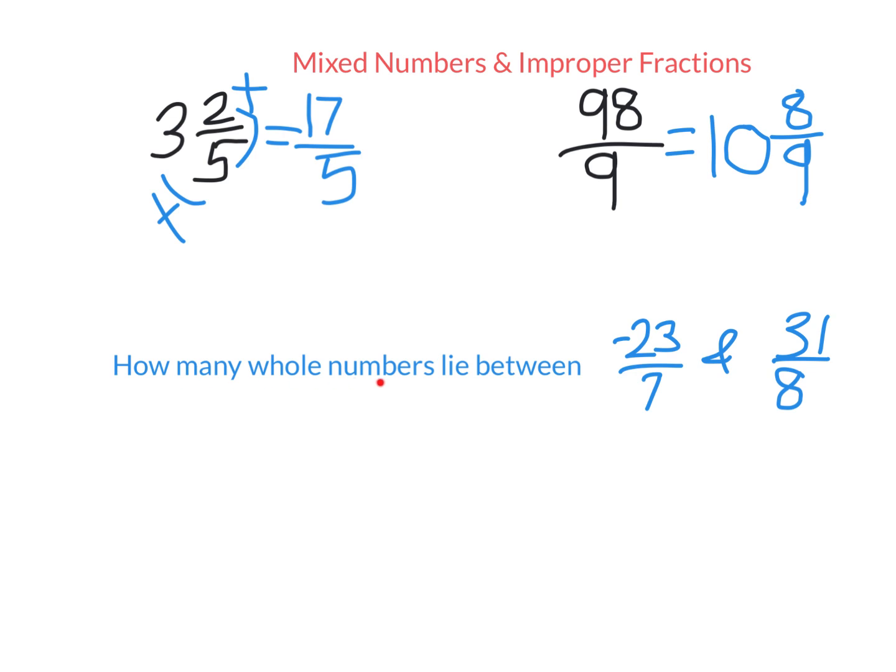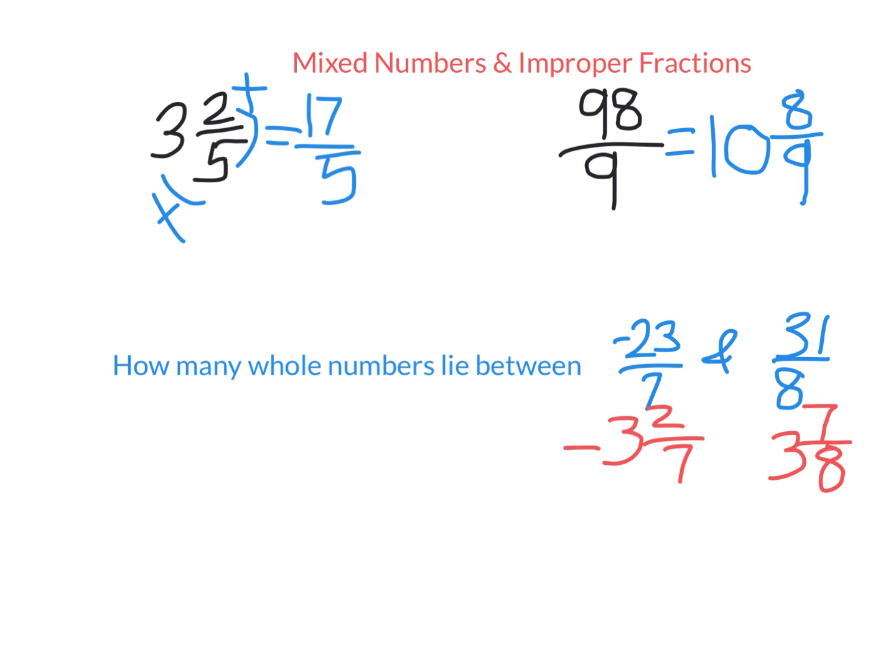So let's try a harder question. How many whole numbers lie between negative 23 over 7 and 31 over 8? So this will be much easier if we convert to mixed numbers. So 7 goes into 23 3 times, remainder 2. We always keep the same denominator. So negative 23 over 7 is just going to be the same as negative 3 and 2/7. 31 over 8. Well, 8 goes into 31 3 times, remainder 7. And we keep the same denominator. So this question's asking how many whole numbers lie between negative 3 and 2/7 and 3 and 7/8.